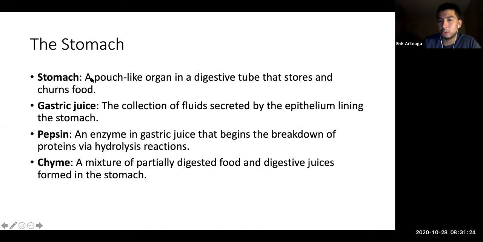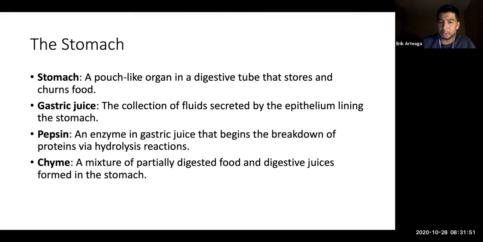whatever you didn't chew properly. Gastric juice is a collection of fluid secreted by the epithelium lining the stomach. Okay. So gastric juices are going to be everything from the pepsin enzymes to very acidic acids that'll be dumped in. The epithelial tissue is also going to be secreting a mucous membrane that's going to help protect the stomach from being digested by its own acids.